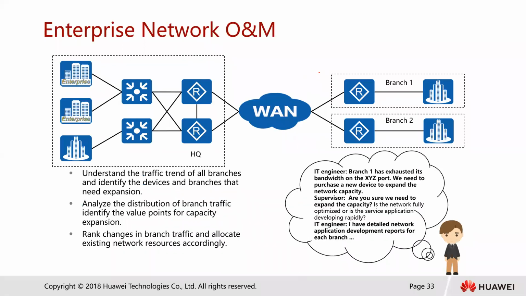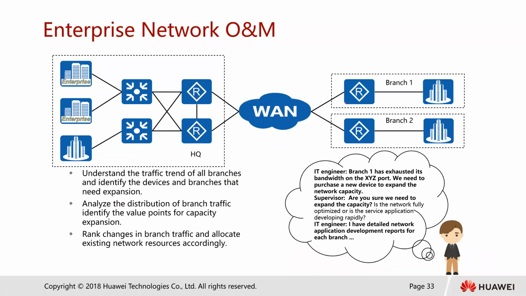So this is more like an architecture of network operations and maintenance. You need to understand the traffic trends of all branches and identify the devices that the branches need expansion for. These are some of the things you should concern yourselves with. Analyze the distribution of branch traffic. How is my traffic moving through my branch? Identify the peak points of capacity, rank changes in branch traffic, and allocate existing network resources accordingly.